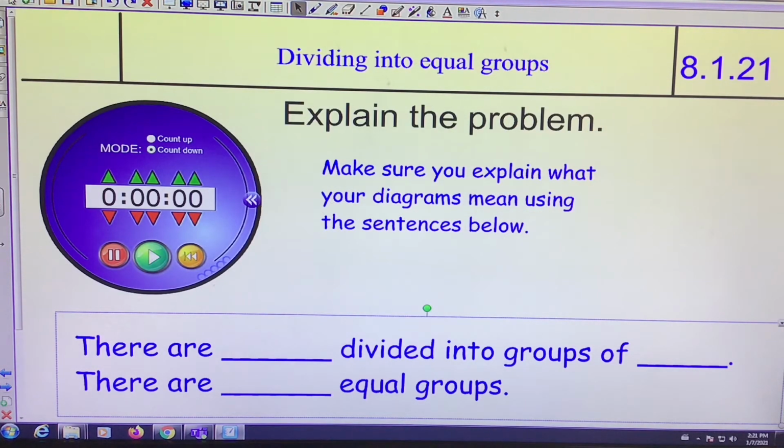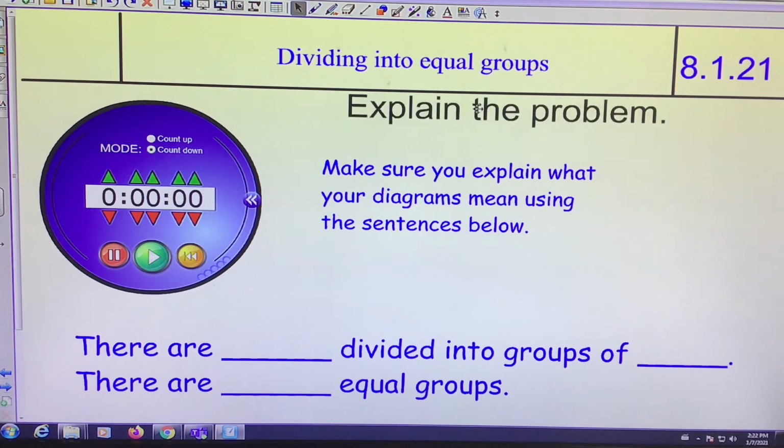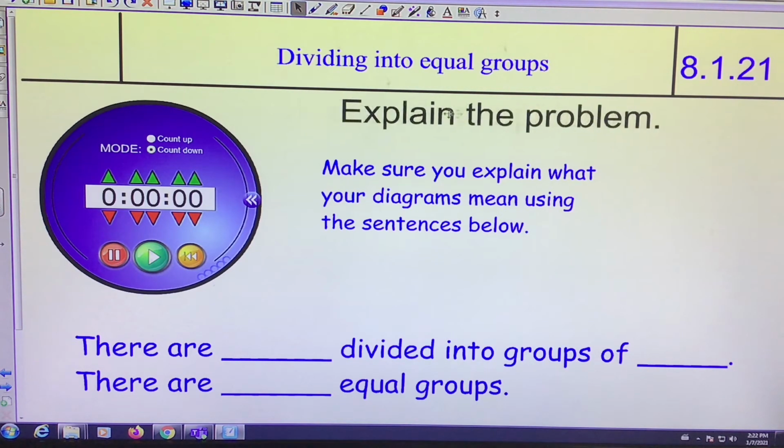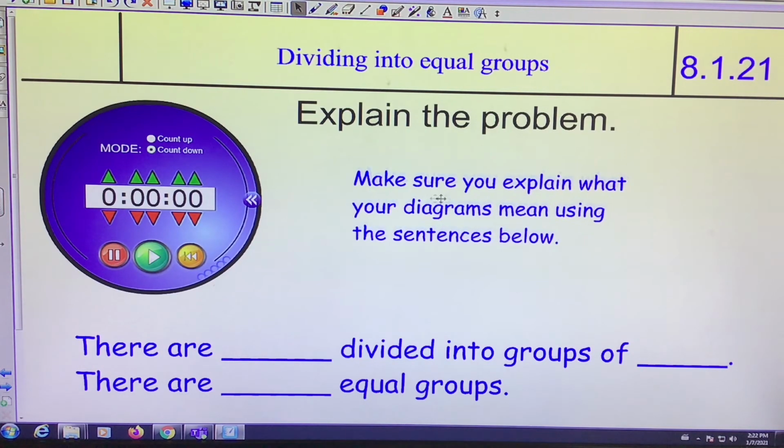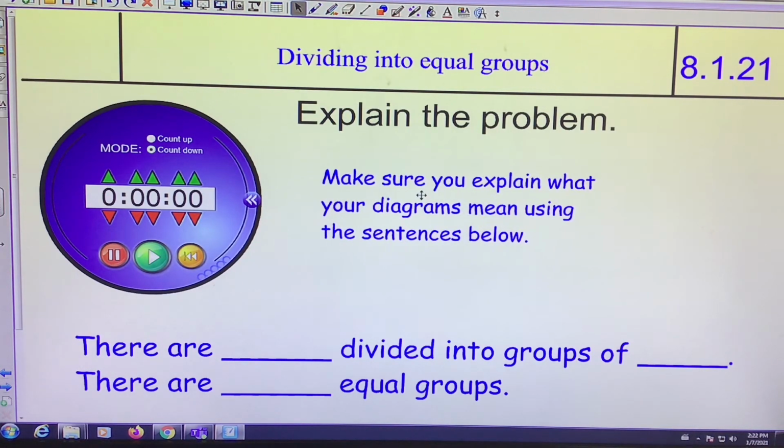Because we are journaling today, make sure that you explain the problem. Don't just write the equation out. I've not told you what the equation is yet. You try and do what you think it is. We'll come back to that in a moment. Write down the problem. That's not an equation. Make sure you explain what your diagrams and your drawings mean.